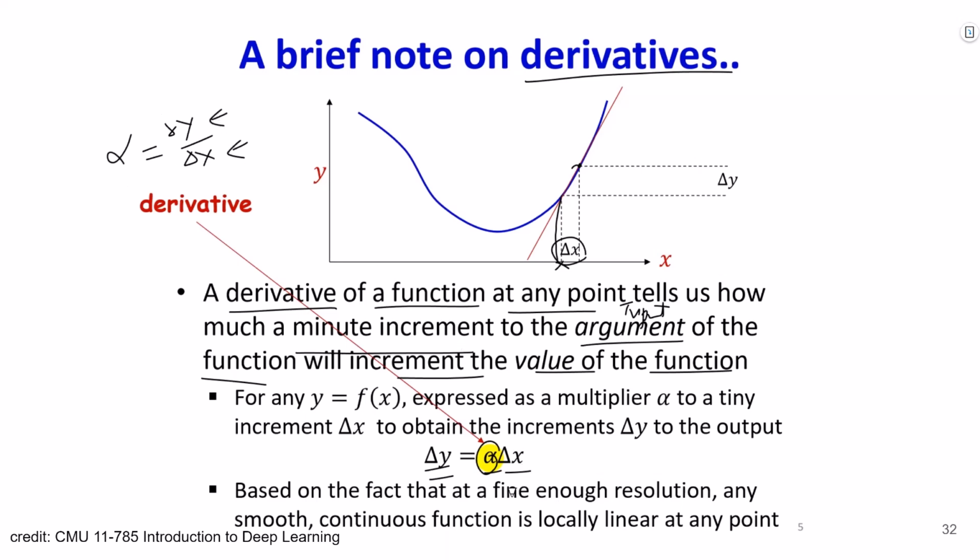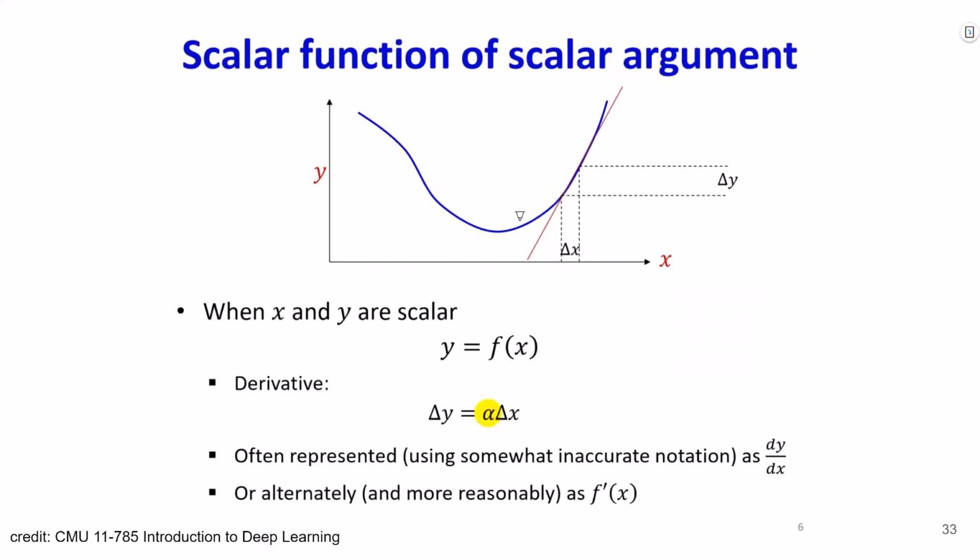And based on the fact that at a fine enough resolution, any smooth continuous function is locally linear at any point, as you can see here, we are taking an approximation. And as we make delta x go to 0, we can calculate the slope at this point, the tangent. And here we are dealing with a scalar function of scalar arguments, meaning that the input x is scalar and the output is scalar as well.